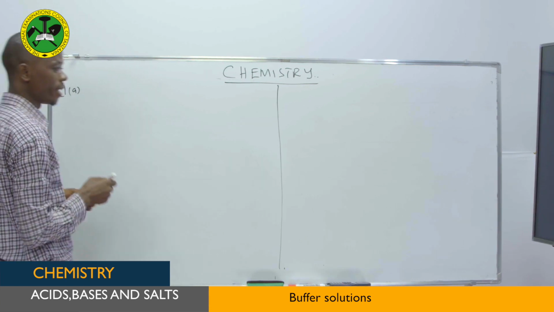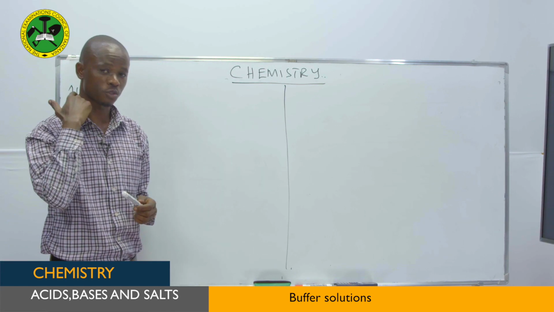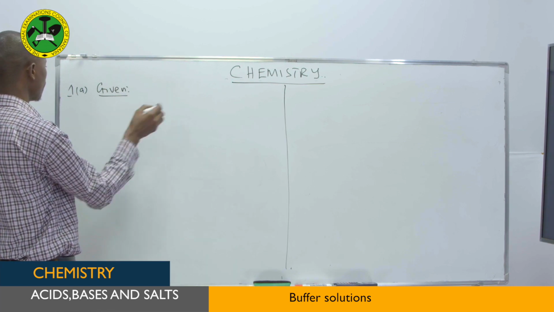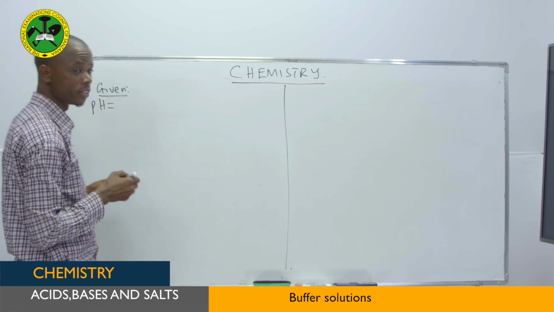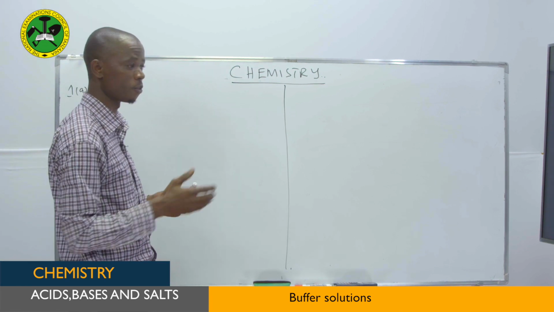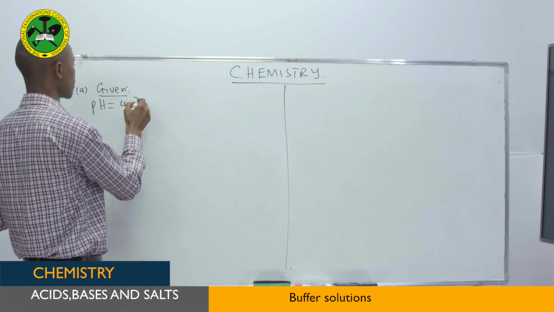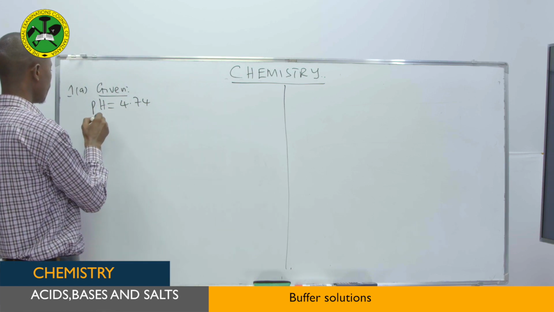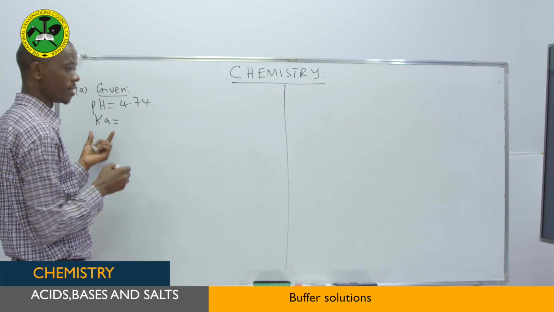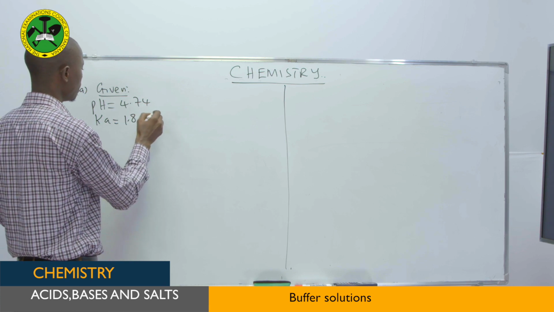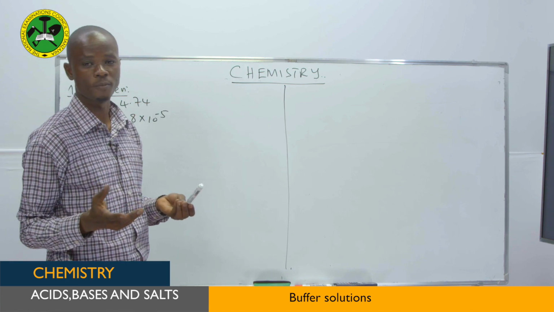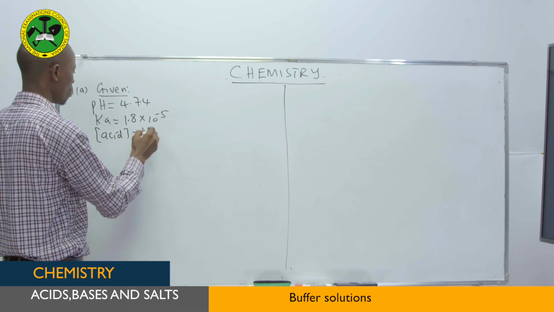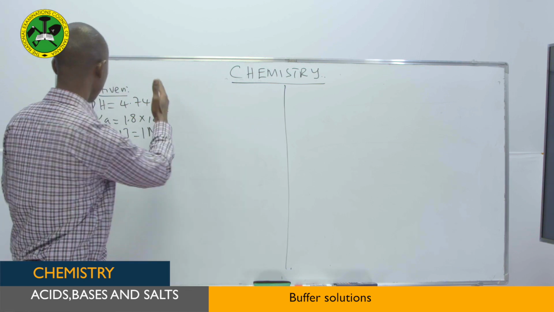Now, question number 1A, you are told to find the concentration of the salt. Now, what are you given? From the question there, we are given the following. We are given the pH of the solution. The pH of the solution that we are given from the question is 4.74. That is the pH of the solution. What else are we given? We are given the Ka, ionization constant for the acid, which is 1.8 times 10 raised to negative 5. We are also given the concentration of the acid, which is 1 molar. So these are the data that we are given.